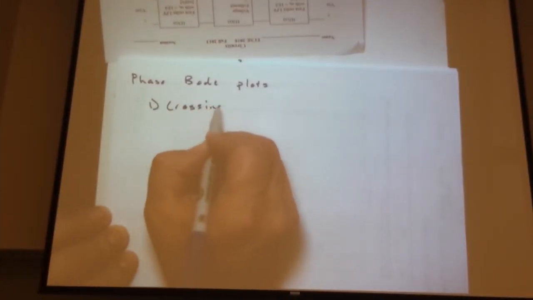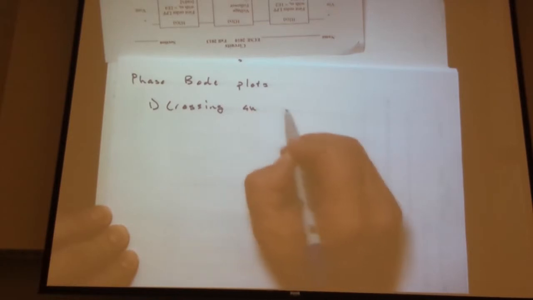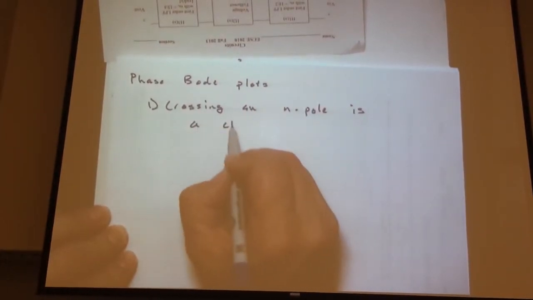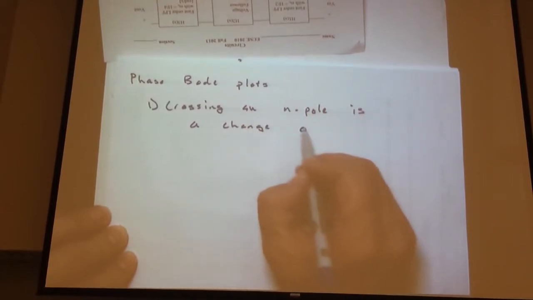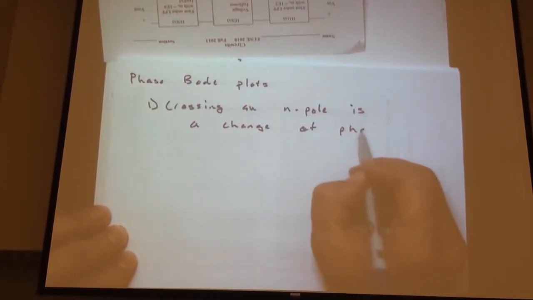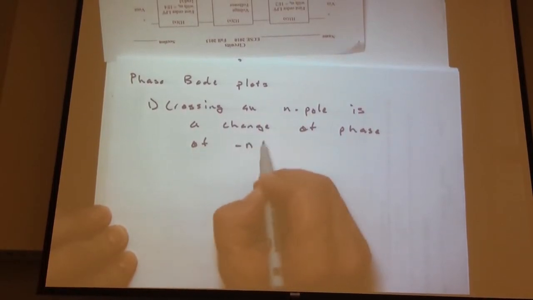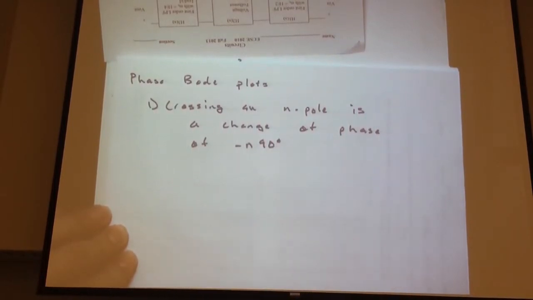Crossing a pole is a change of phase of minus 90 degrees. An absolute change.